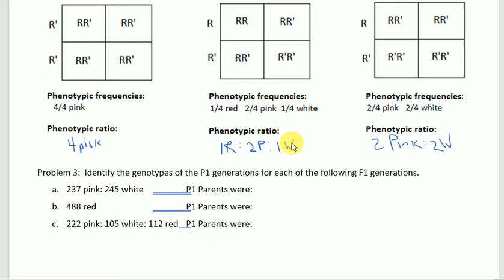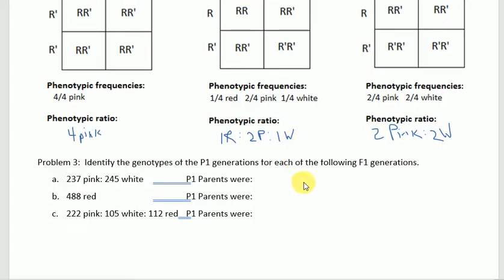So let's look at problem 3. Identify the genotypes of the P1 generation for each of the following F1 generations. So this again goes back to our ratios. Here we've got 237 pink and 245 white. That is basically a 1-to-1 ratio. So we should be able to figure out that with that 1-to-1 ratio, we are crossing pink with white. So we are crossing that R prime with R prime, R prime.